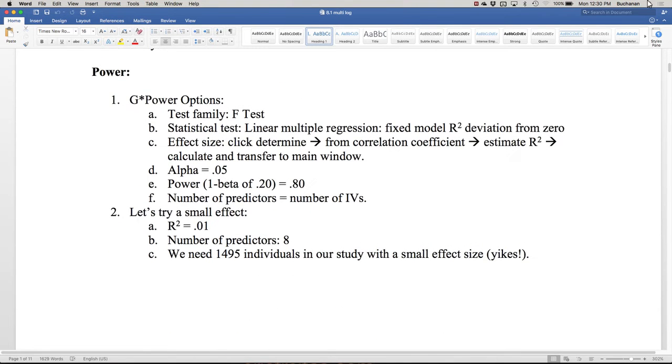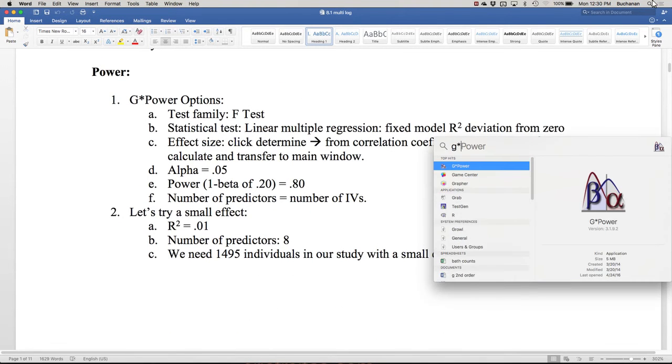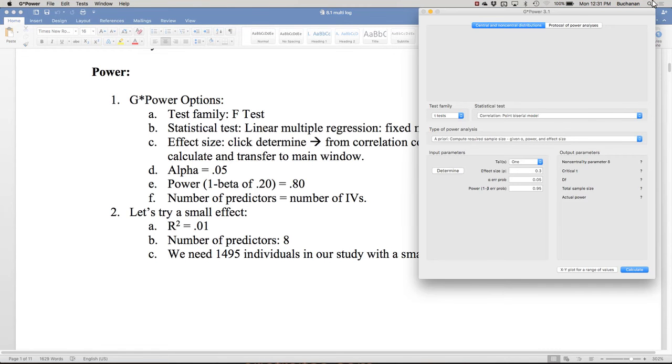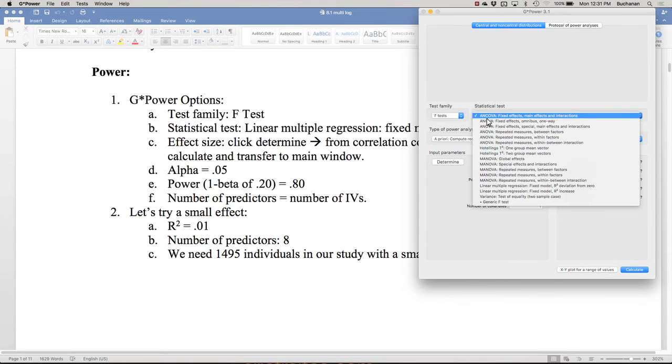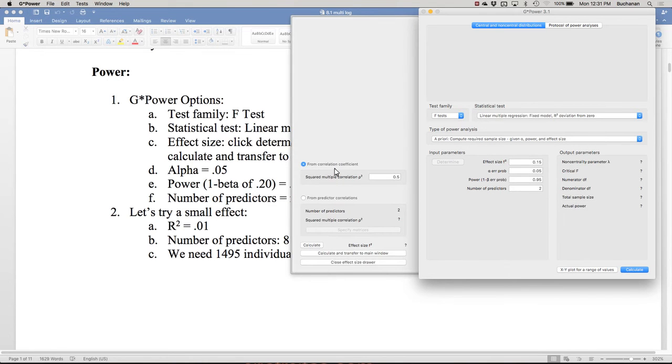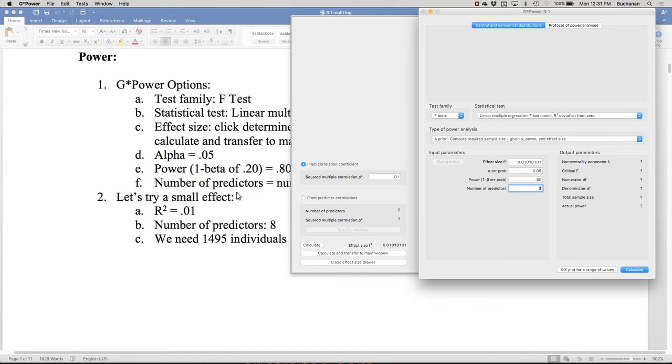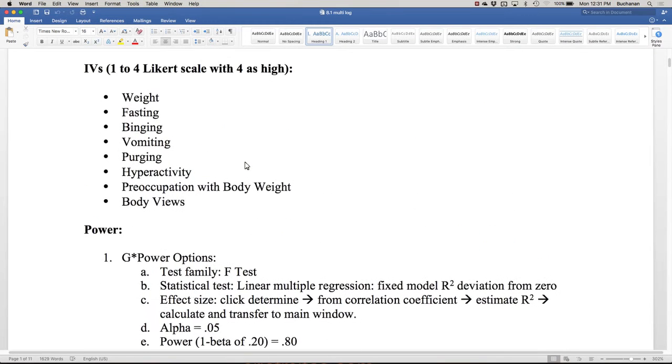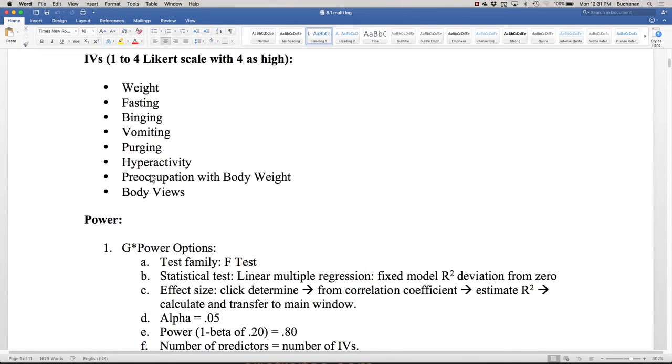Just a reminder, power is the same thing as regular regression. So under test family, it is F. Statistical test is regression, deviation from 0. I think I did small, so I'm going to hit determine from correlation, 0.01. I'm amazed at the number of participants. Then 0.05, 0.80, and the number of predictors I actually have is incorrect. It's the number of IVs, but we'll talk about why that's not actually right in a minute. So I think it's 8.